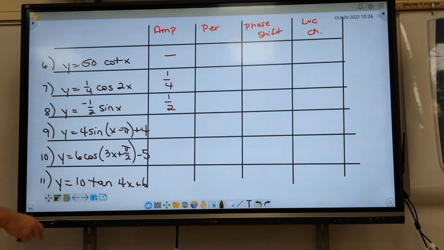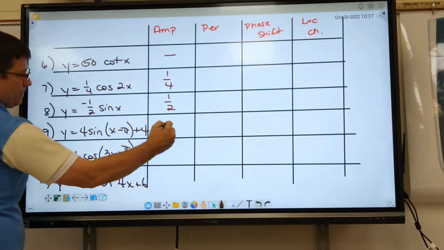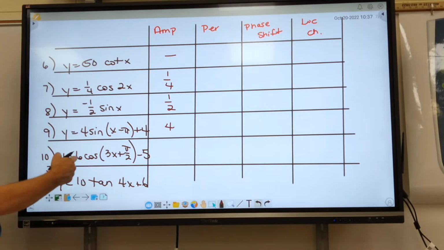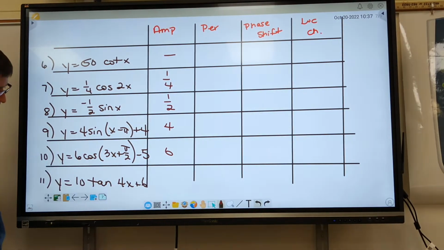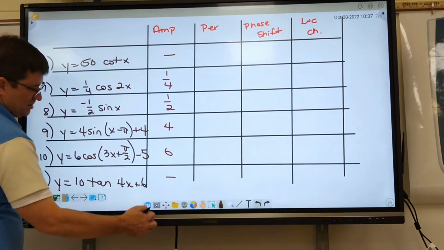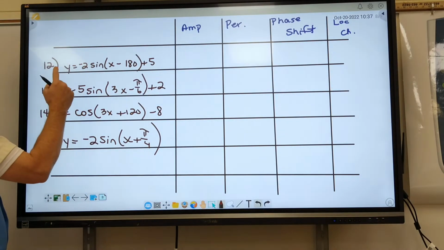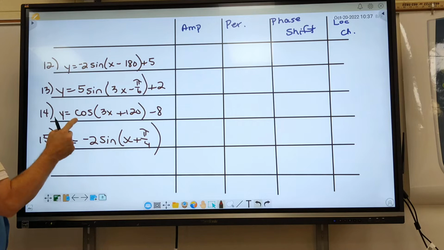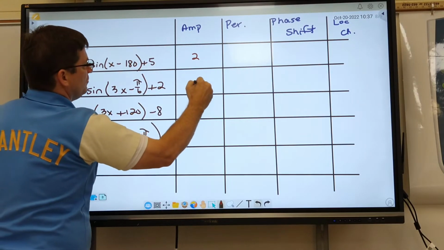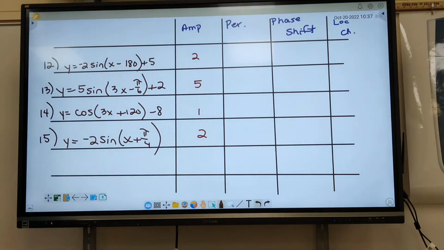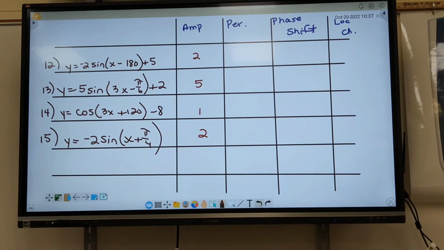All right, let's keep going. 9, 10, 11, none because it's tangent. Keep going. 2, 5, 2, 5, 9, 1, 2. All right, so everybody agrees the left column, the amplitude column, is really easy.